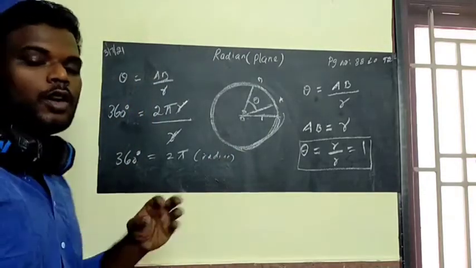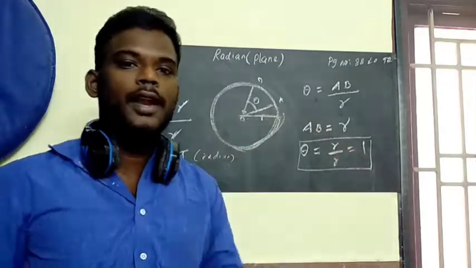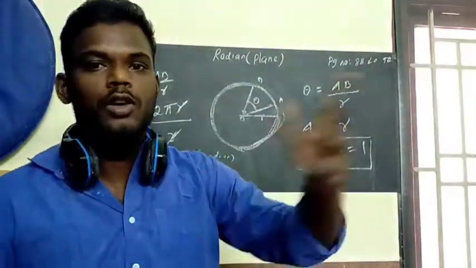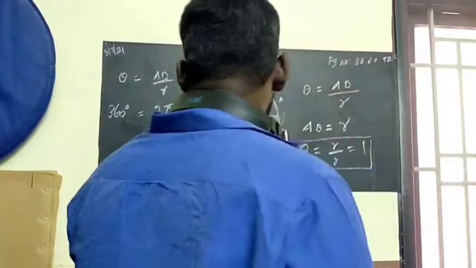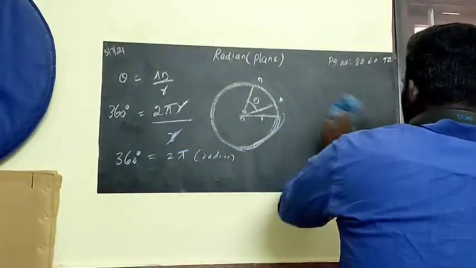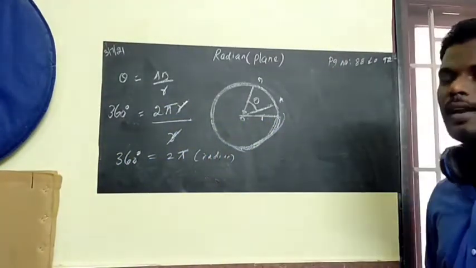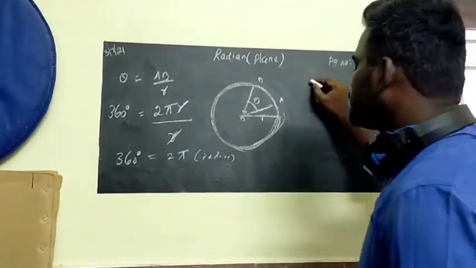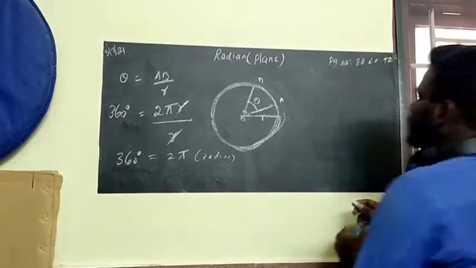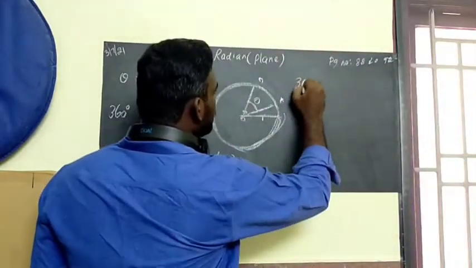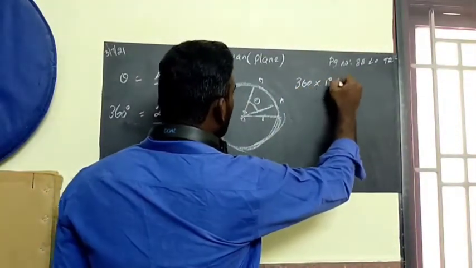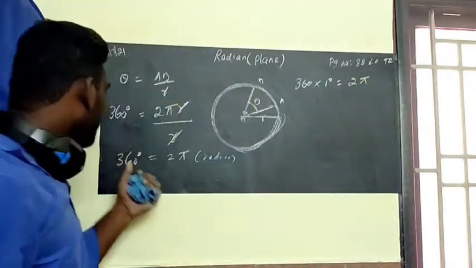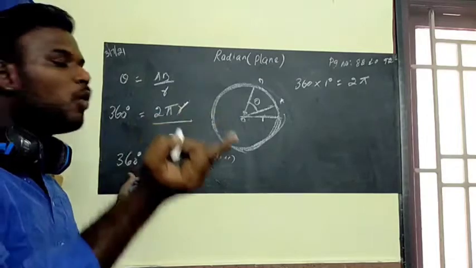Is that clear? So if you want to convert degree into radian, I already told you, degree is a unit of angle and radian is also a unit of angle. So how do you convert degree into radian? Now we have 360 degrees. I can write 360 degrees as 360 into 1 degree equal to 2 pi. So we are dividing: 360 degrees equal to 360 into 1 degree.